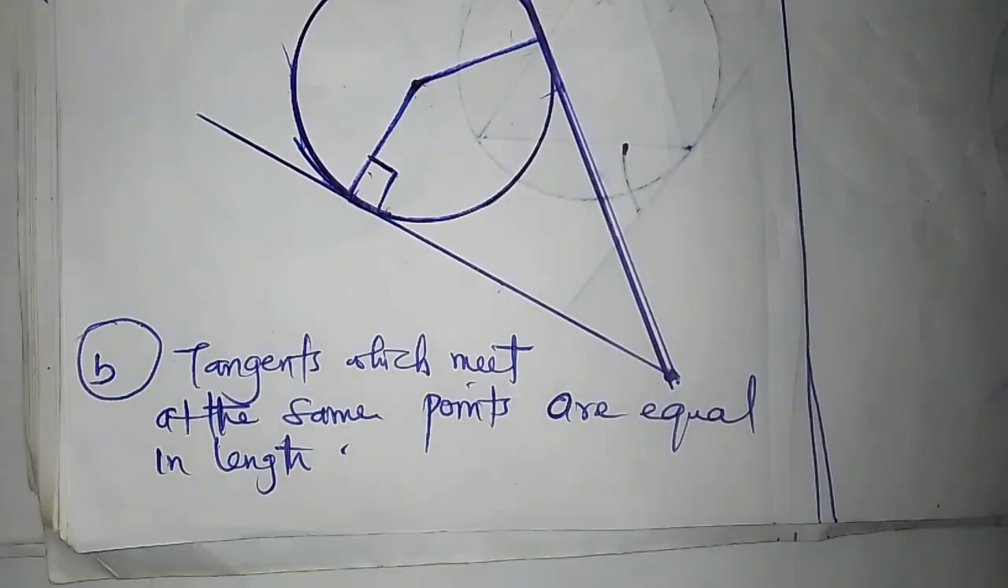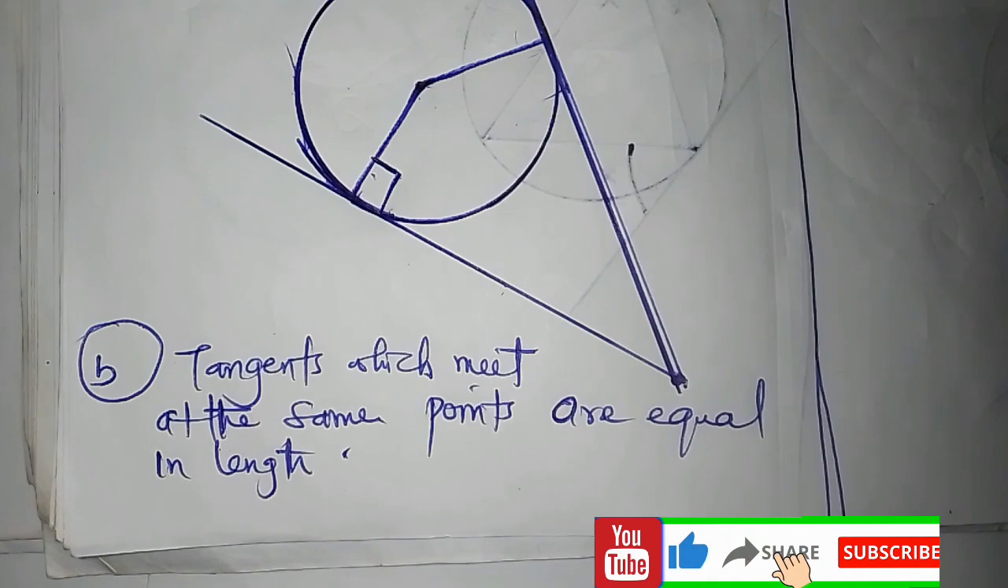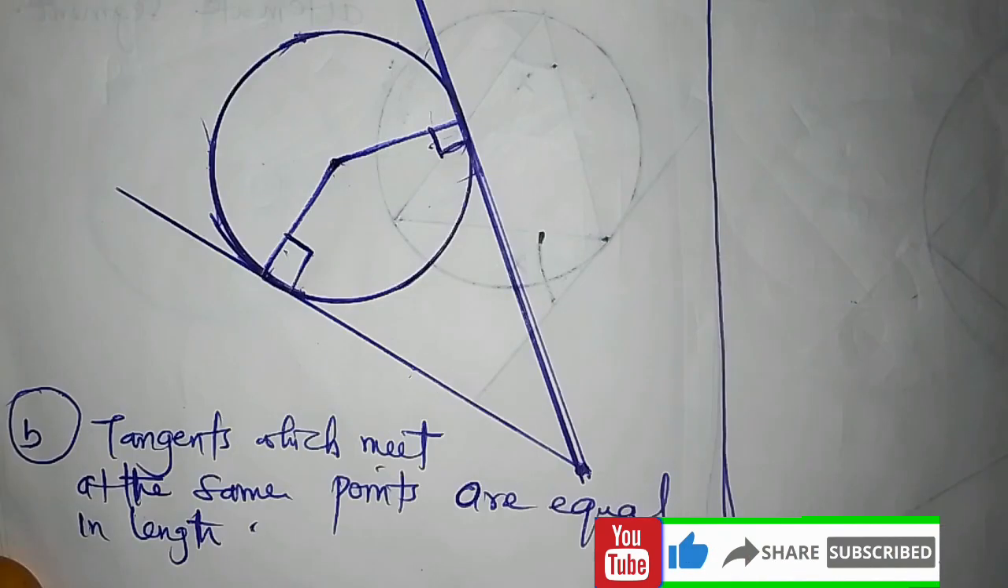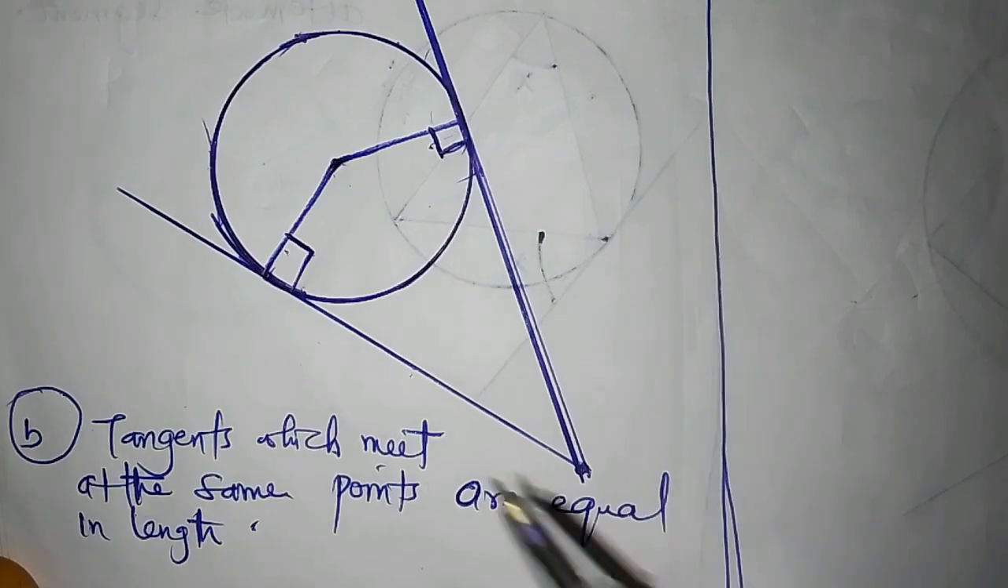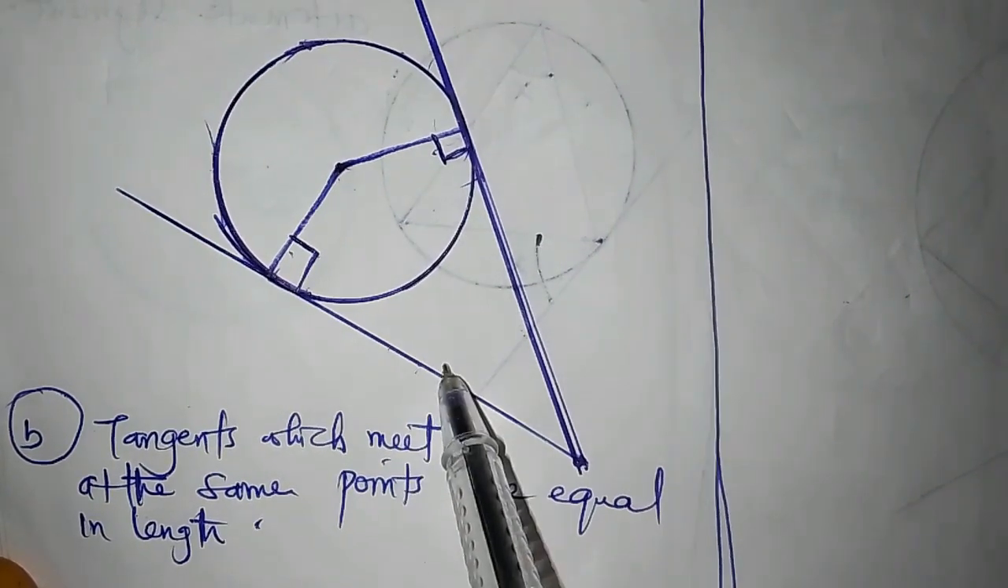The second rule says that tangents which meet at the same point are equal in length. What the second theorem is saying is that these two tangents which meet at this point are equal.